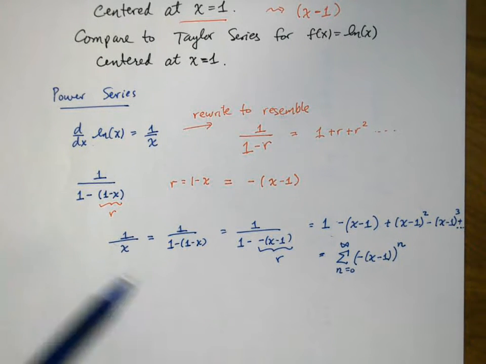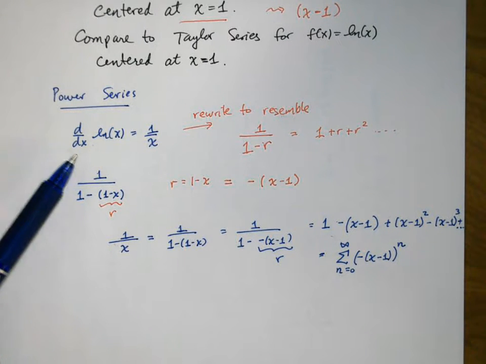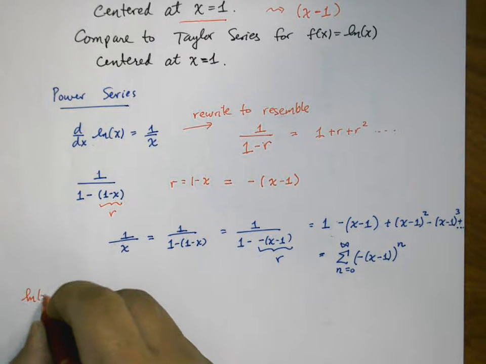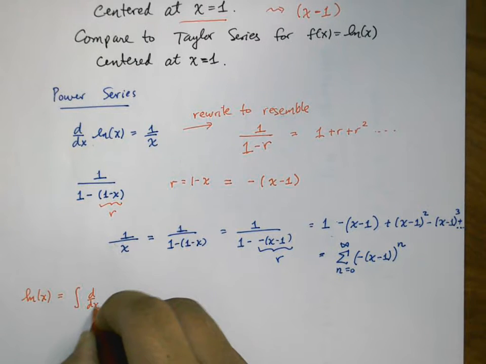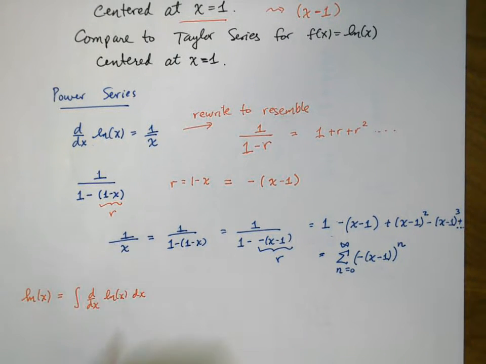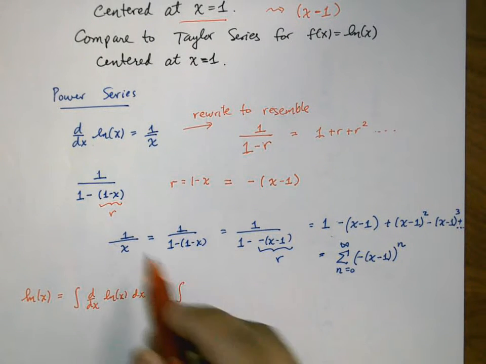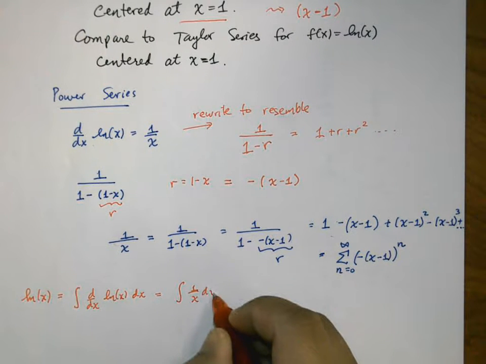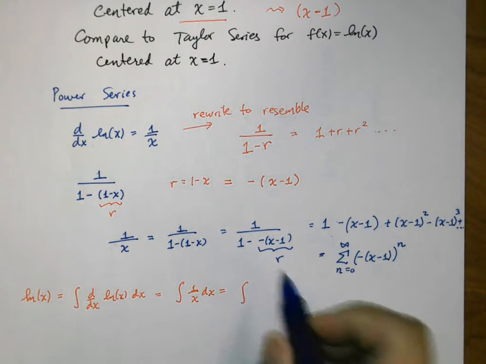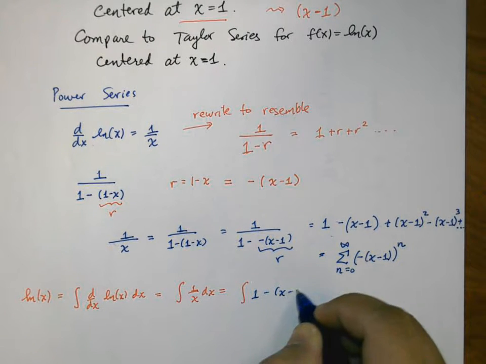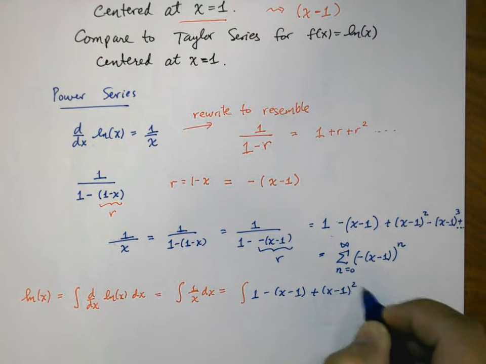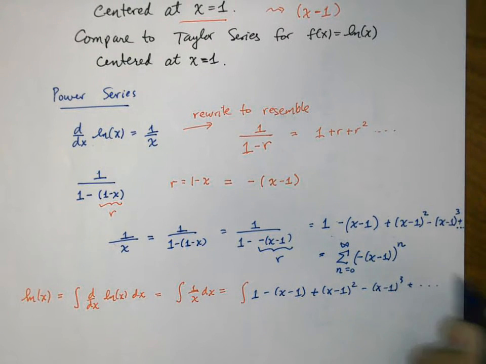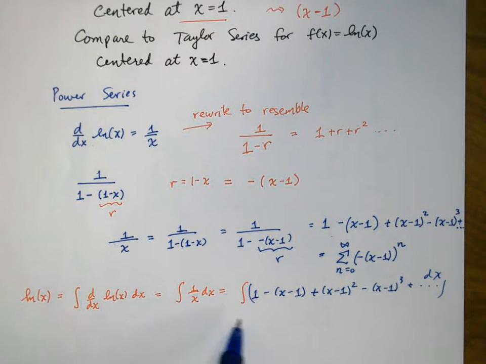Now, we're not quite done yet, because what we found here is the derivative of the natural log. So if we want to find the natural log function, then we need to take the antiderivative, and we're going to do this term by term. So the natural log function is equal to the antiderivative of the derivative of the natural log with respect to x, which is equal to the antiderivative of 1 over x dx, which is equal to the antiderivative of our series, and so on. There should be a dx in here somewhere. All of this is multiplied by dx. I'm just writing this out, being super lengthy here, so you can see the equality.